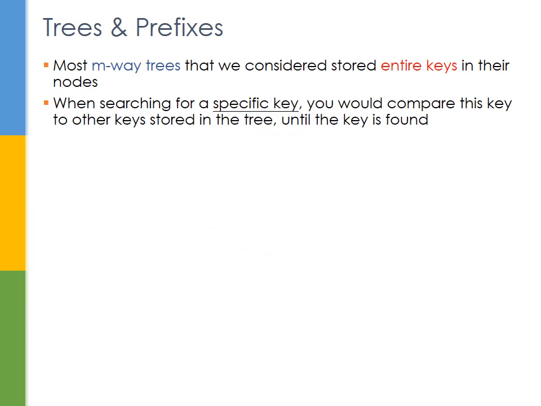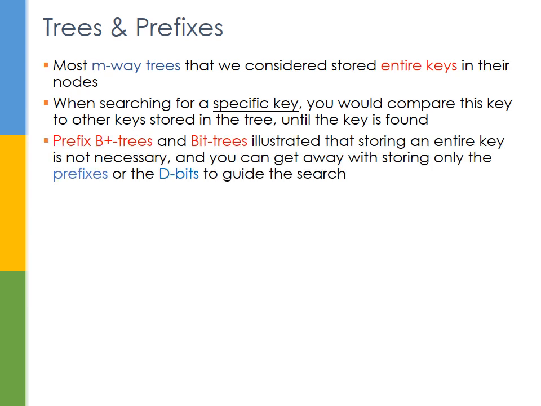Alright, so most M-way trees that we have considered usually store the entire key in the nodes. The only difference to that were the prefix trees that did not necessarily store the entire keys, but rather found the smallest prefix necessary to tell the difference between the key on the left-hand side and the key on the right-hand side, which obviously saved some space. Another similar M-way tree that also tried to save space by not storing keys unnecessarily were the bit trees that essentially only stored the difference bits that allowed us to tell the difference between two keys on a binary level.